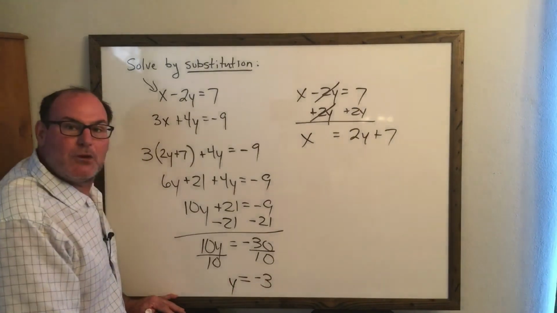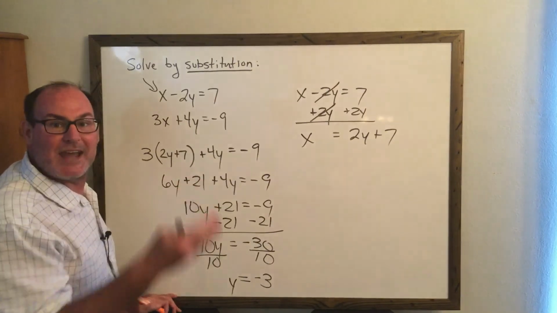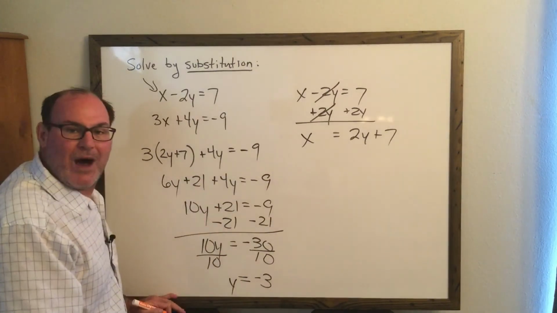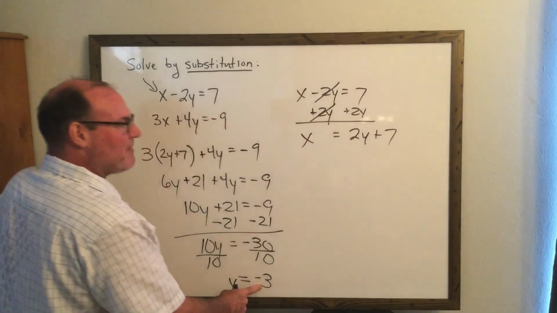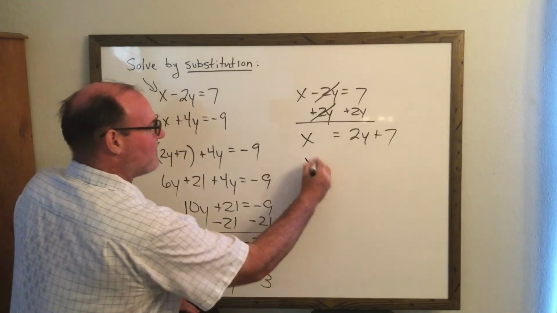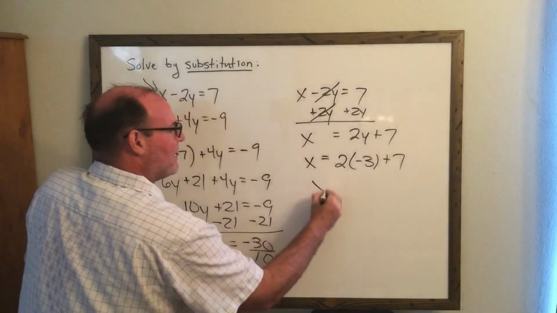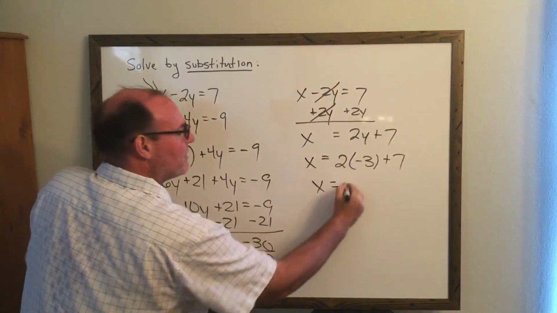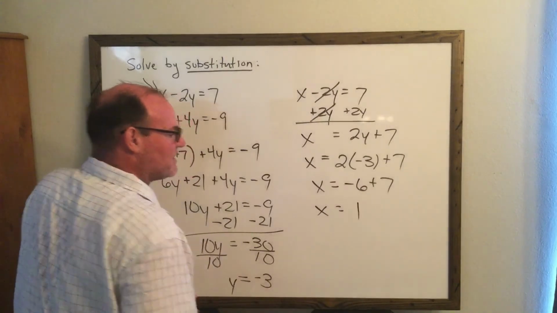Now remember, from when we graphed, there are two parts to the solution. There should be an x value and a y value. So we have found the y value. And so then to finish this problem off, I'm going to take that y value and I'm going to substitute it back in here to get the x value. So I have x is equal to 2 times negative 3 plus 7. So that is 2 times negative 3 is negative 6. And then negative 6 plus 7 is positive 1.